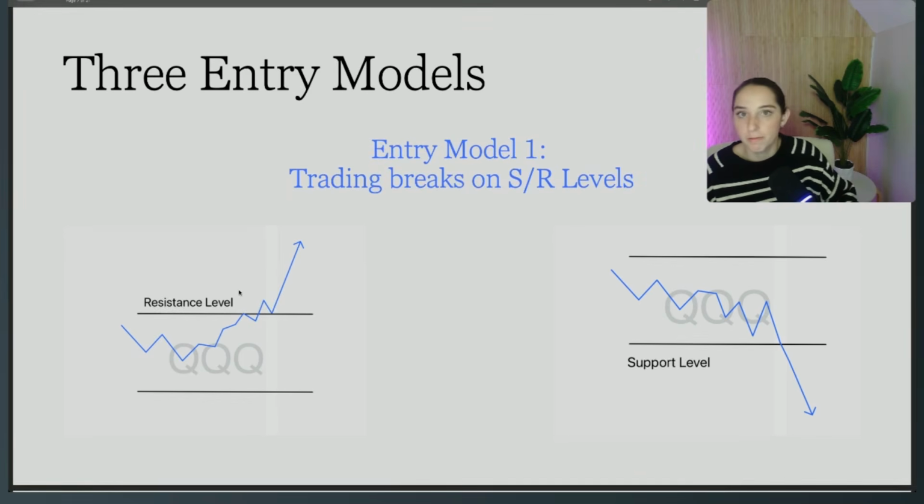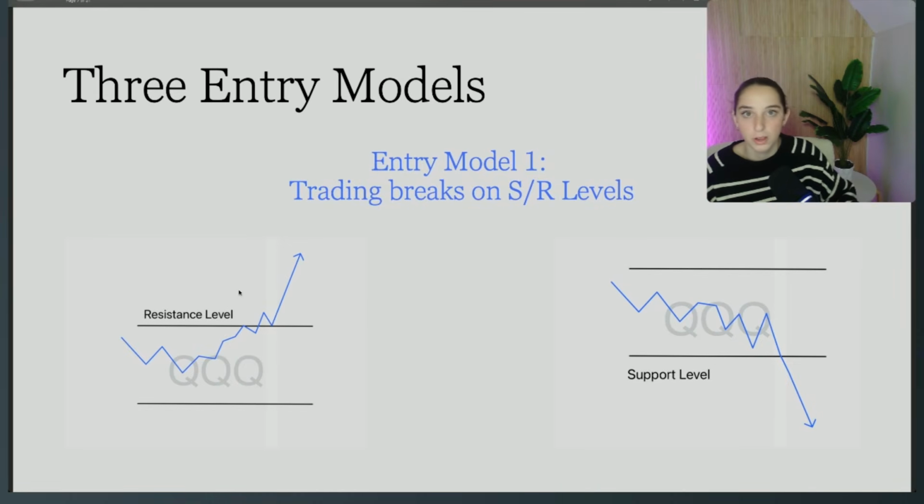Now, this is not my favorite entry model because it doesn't grant you the higher risk to reward ratio that I'm normally going for. Does it have a good win rate on it? If you use it correctly, absolutely. But once again, I'm going for higher risk to reward trades. So not my favorite entry model, but it is still great to use.